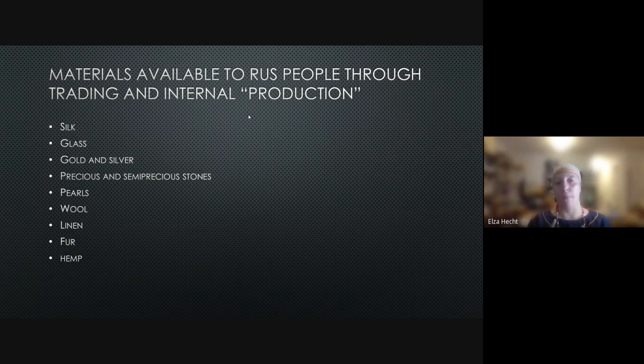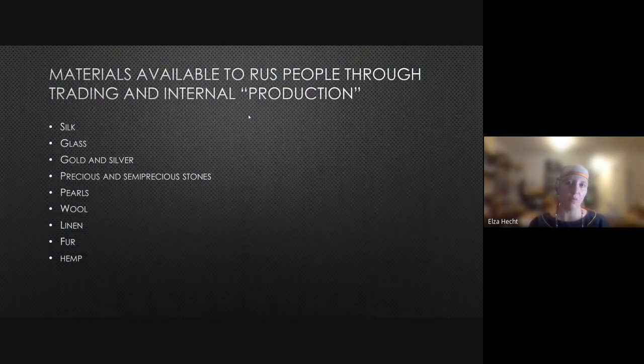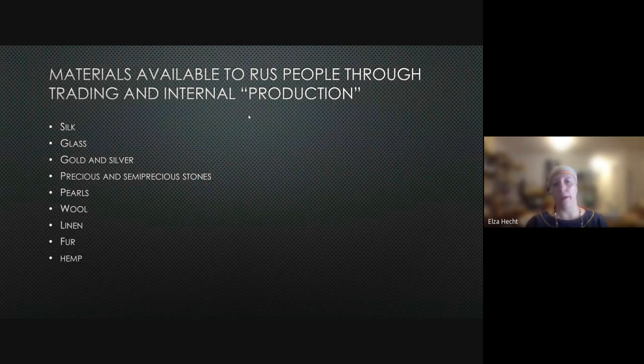Glass, gold and silver, precious and semi-precious stones, pearls. They had access to freshwater pearls, but not necessarily seawater pearls. Wool, linen, fur, hemp: fur, hemp, and linen were produced inside, and it was a huge trade at that time. Export from Rus to other countries came mostly from Novgorod and Novgorod territories.